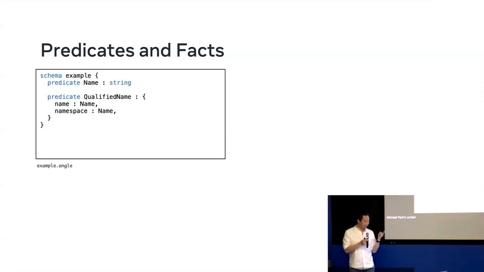Qualified name is going to store a name and a namespace. So in real C++, this would actually be a list of namespaces, right? Because you can have a::n::foo. But let's say for this example, we're just going to say you can only say n::foo, and that's it.